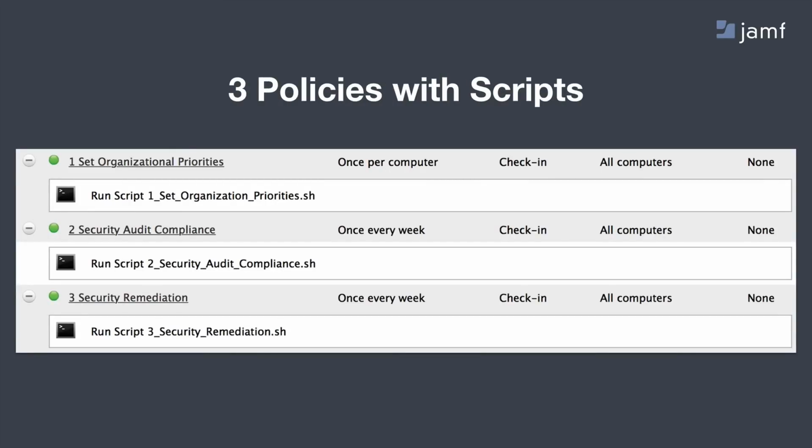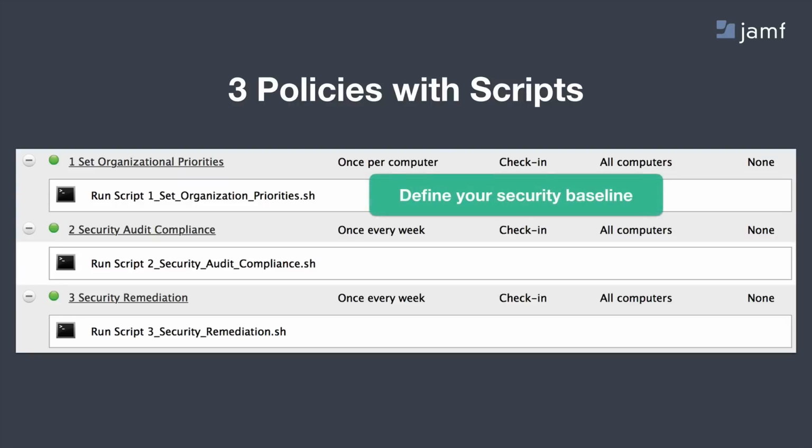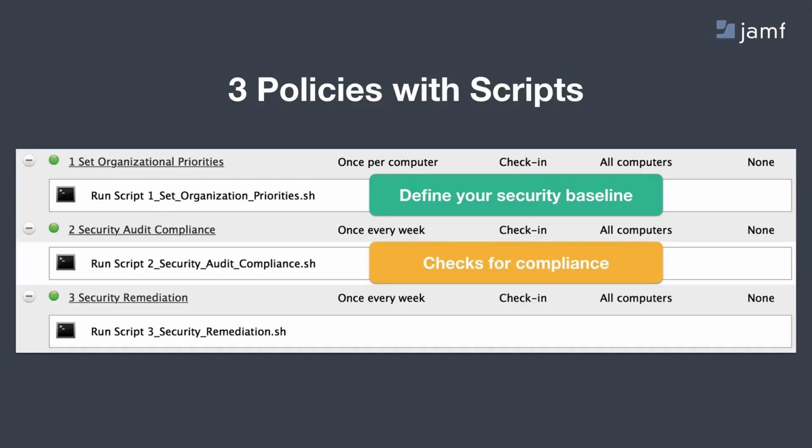So this is really what it looks like here. I would set up 3 scripts. That first one is really setting my organization priority, so it's defining my security baselines by going through the CIS checklist and checking the ones I want. And then another script to check for compliance, and then a third script to do remediation action on it. So pretty cool and really great if you are implementing that benchmark.